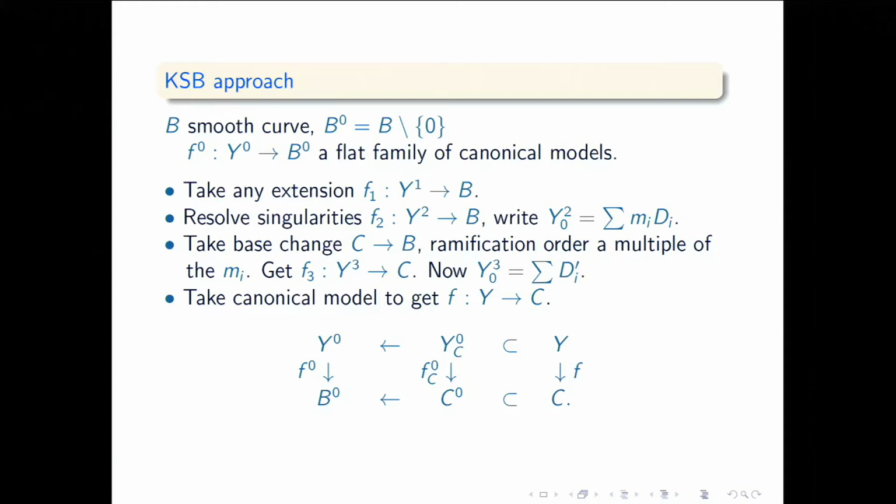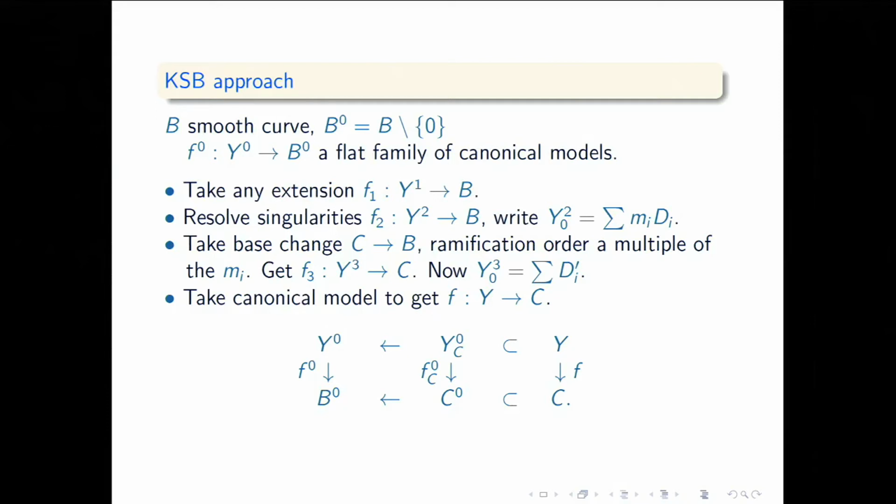And now after this base change, I get this, and now the special fiber is reduced, and then I just take the canonical model. And so then the compactification is not exactly my original starting family, but after this base change. Now this is exactly, in fact, the best you can hope for already for curves. You cannot expect to compactify any family of smooth curves with something stable. There you already need some base change. So the fact that I use a base change is not much.